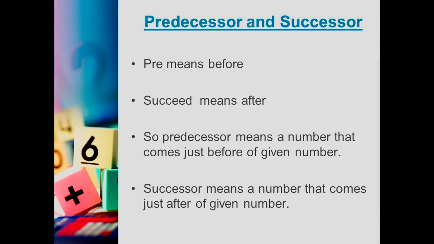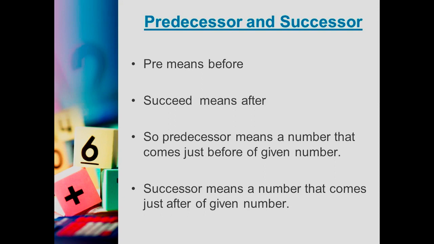Here you can see the definition of predecessor and successor. Pre means before and succeed means after. So predecessor means a number that comes just before a given number, and successor means a number that comes just after a given number.